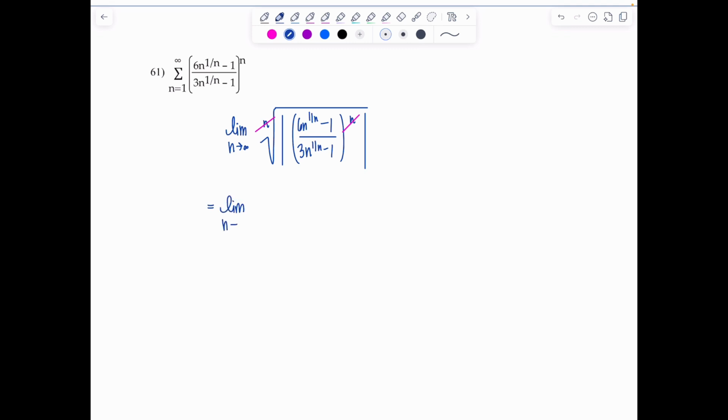So we have the limit as n goes to infinity of 6n^(1/n) minus 1 over 3n^(1/n) minus 1. And then, here's that indeterminate form back to haunt us, n to the 1 over n. Now, we literally just did this a minute ago, so I'm going to say they both go to 1, see above.